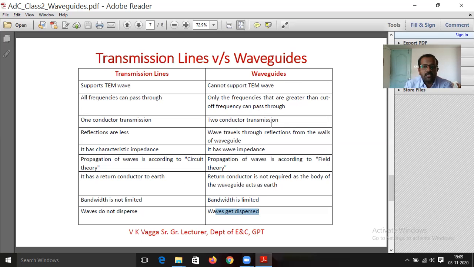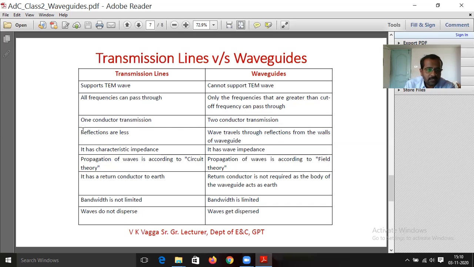Again, I am going to repeat it in brief. The transmission line is going to support the TEM mode; the waveguide does not support the TEM. In the transmission line, all the frequencies are going to be passed, but in the waveguide, only the frequencies above the cutoff are going to pass. And the transmission line is able to conduct with one conductor transmission, but the waveguide is conducted with the two conductor transmission.